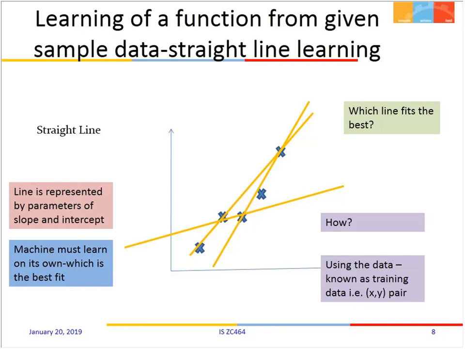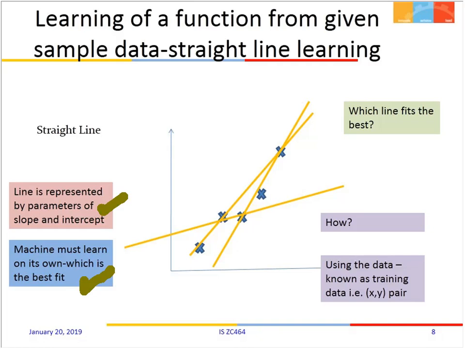Even if this line doesn't pass through the 5 points, it may pass through 3 points or 2 points, right? So a line is represented by parameters of slope and intercept that you have seen, and then the machine must learn on its own which is the best fit, right? Here we are not going to tell it, but rather we are going to create a criterion for it to decide what is the best possible line.